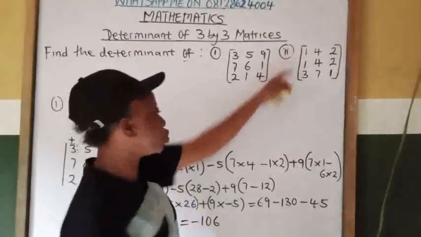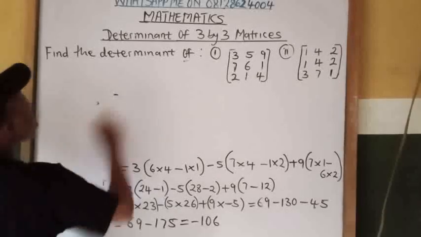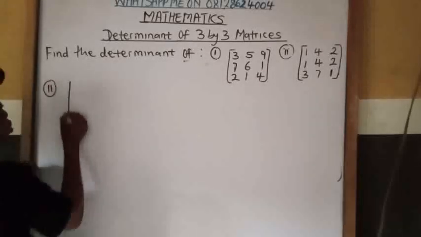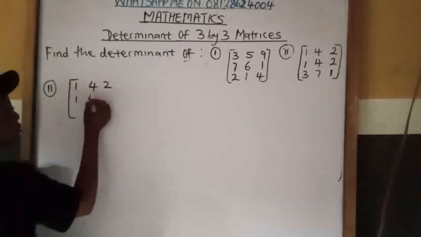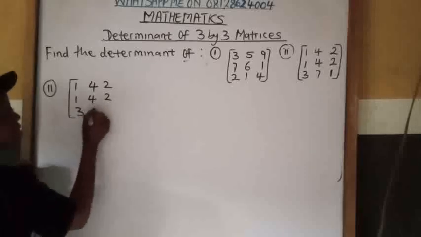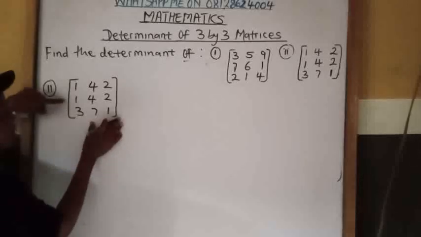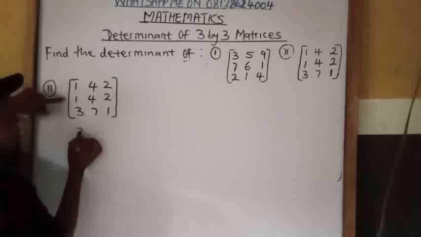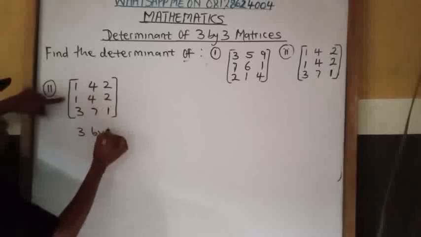So let's move to question 2. The next one is question 2. So elements in the matrix consist of 1, 4, 2, 1, 4, 2, and 3, 7, 1. So we are looking for the determinant of this matrix. Then what type of matrix is this? How many rows do we have? 1, 2, 3. So we have 3 rows by how many columns? 1, 2, 3. So we have 3 columns.